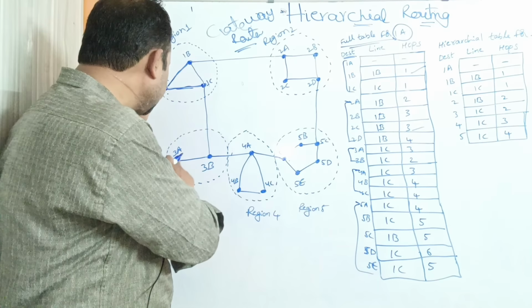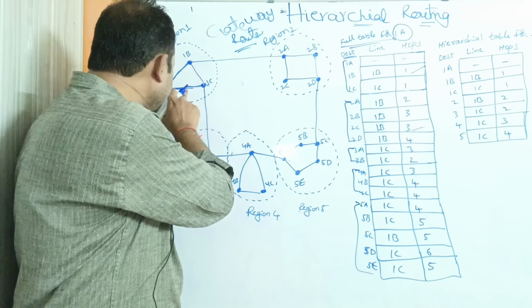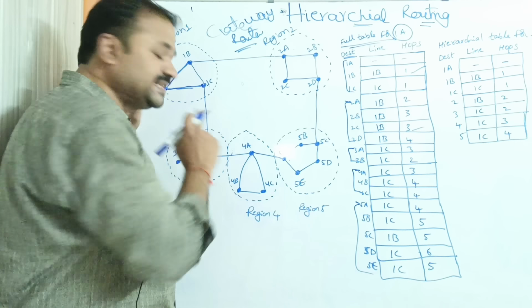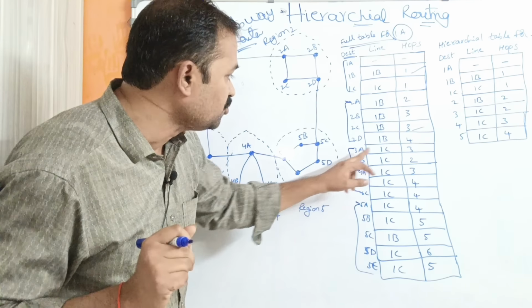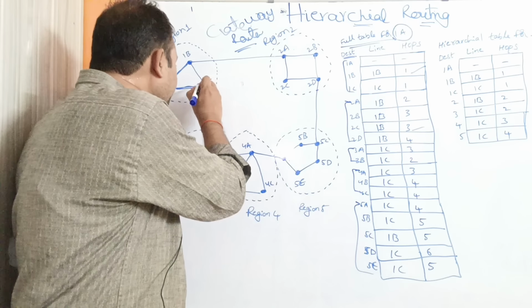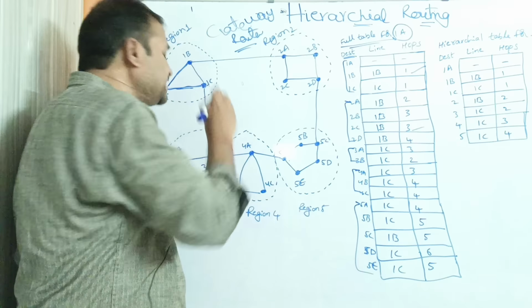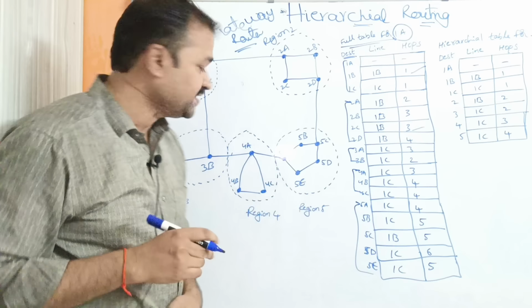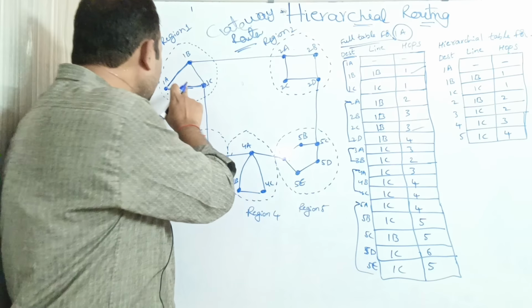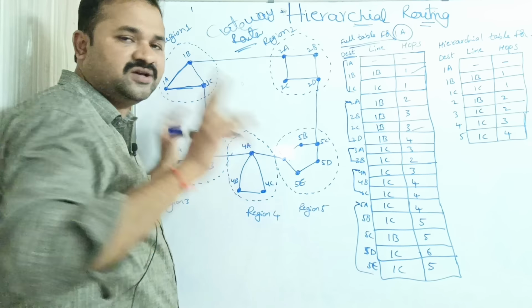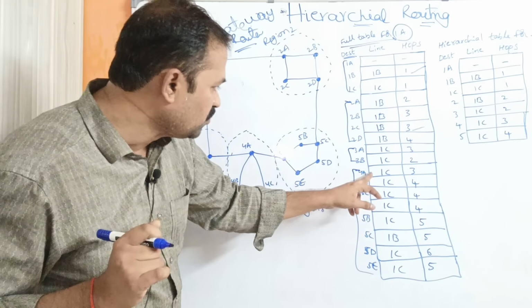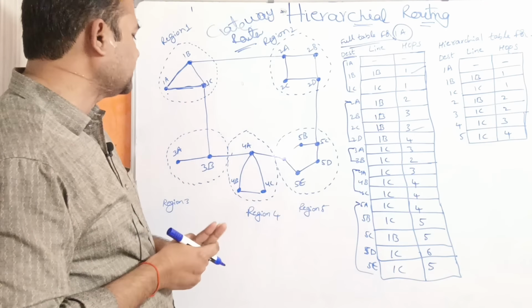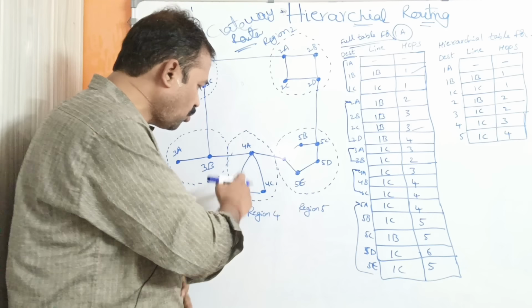So 1A to 3A. How many routers are needed? 1, 2, 3. 3 routers are needed. Via which router? Via 1C. Next, 1A to 3B. This is one line, this is the second line. So 2 lines are enough. Via which router? 1C.